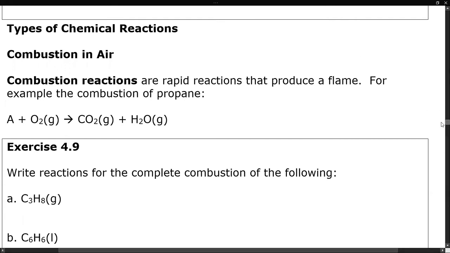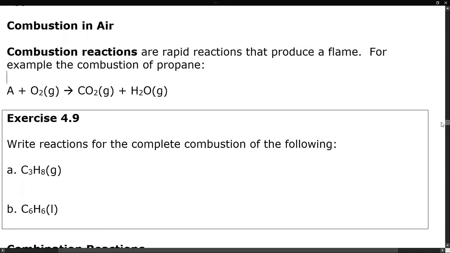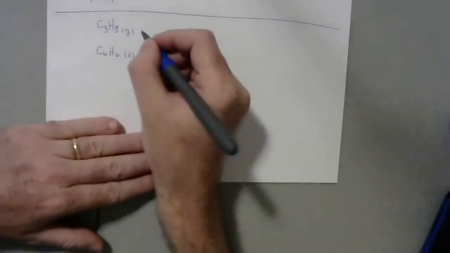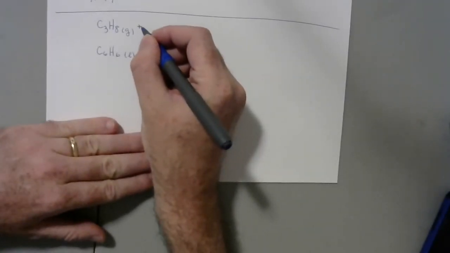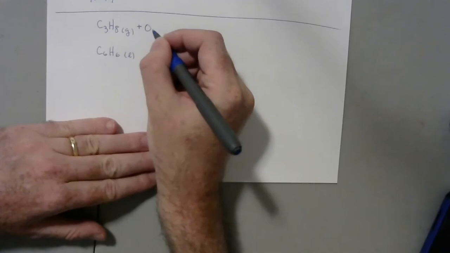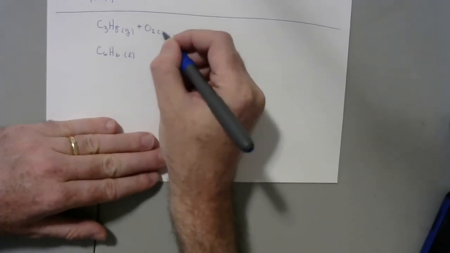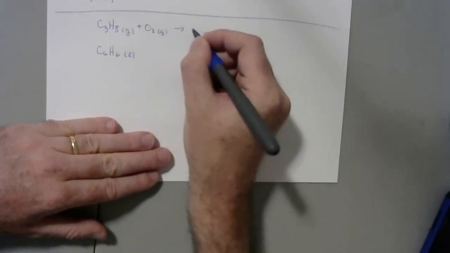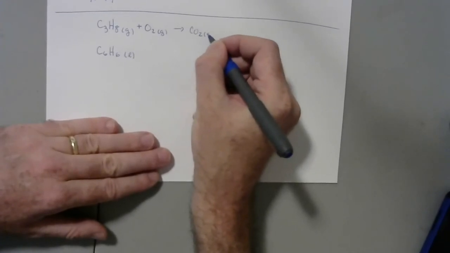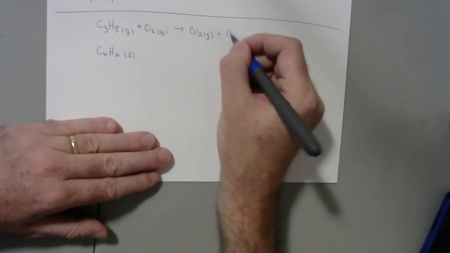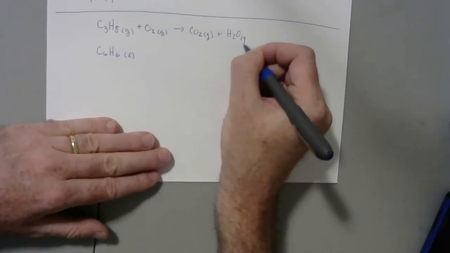So what we want to do then is write a couple of those, and these are probably the easiest ones to write. You just have to turn around and balance them. So we're going to write combustion reactions for propane and benzene. Now with these, all you need to know is what's burning. The second reactant is always the same. So we're going to write oxygen gas, and we're going to produce carbon dioxide gas and water in the gas phase.